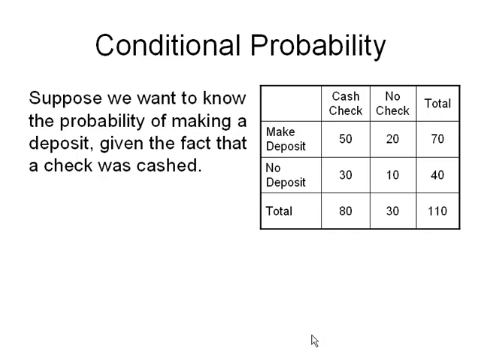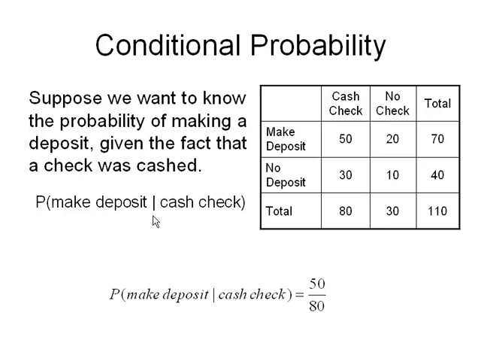What we're going to change here is suppose we want to know the probability of making a deposit given the fact that a check was cashed. So the way we would write that out is we'd write out P parentheses, make deposit, a vertical bar, and then cash check. So the way we would read that is the probability of making a deposit given that we cashed a check. So the vertical bar we read as given.